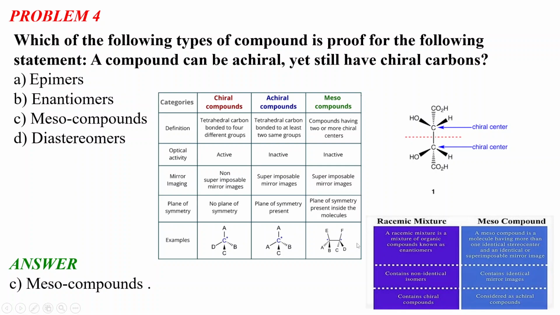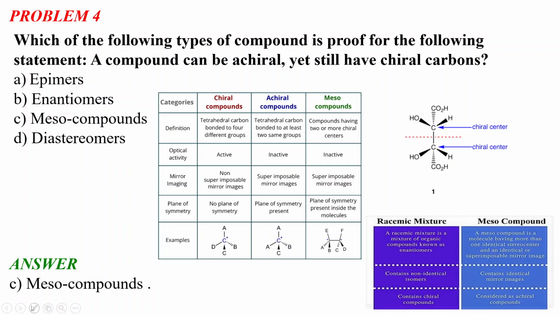There is one more thing, which is called the racemic mixture, and meso compounds. These two terms are very much similar. A racemic mixture is a mixture of organic compounds known as enantiomers. A meso compound is a molecule having more than one identical stereo center and an identical or superimposable mirror image. So the racemic mixture contains non-identical isomers, while the meso compound contains identical mirror images. The racemic mixture contains chiral compounds, but the mixture is considered to be achiral.